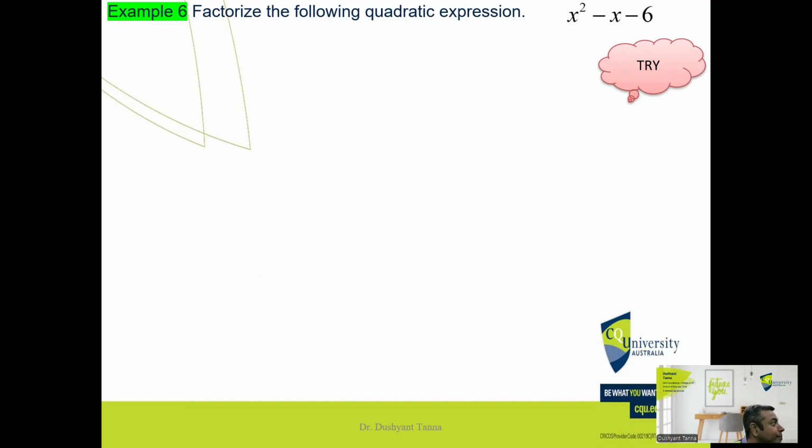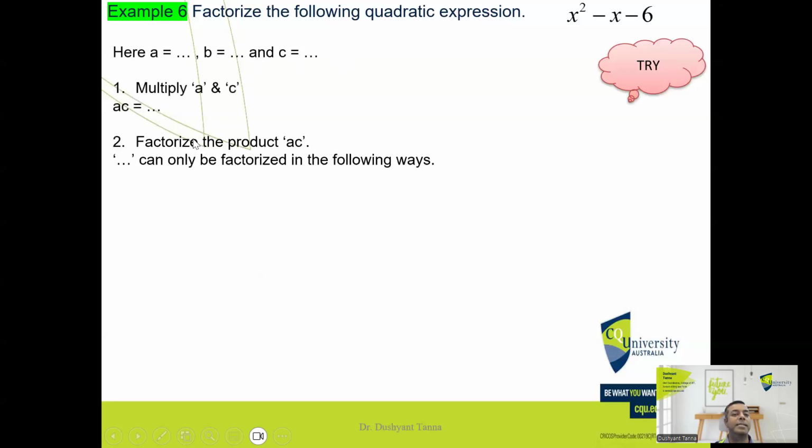Correct? What did you get? Plus 2 and negative 3. Yep, and the final factors are the answer: x plus 2 and x minus 3. Good, good. Great. So what are your A, B, and C? It's 1, minus 1, and minus 6.